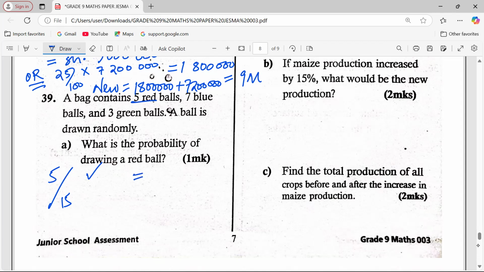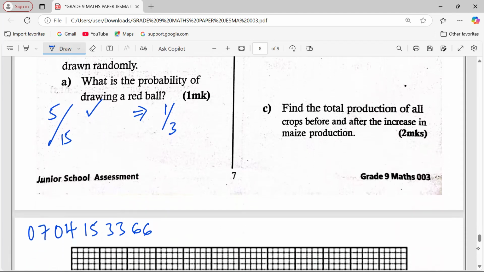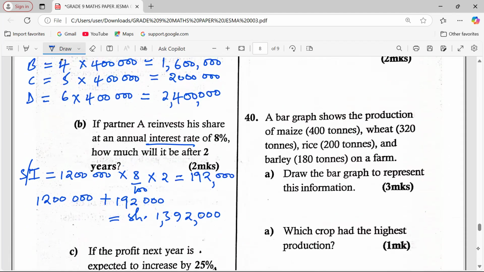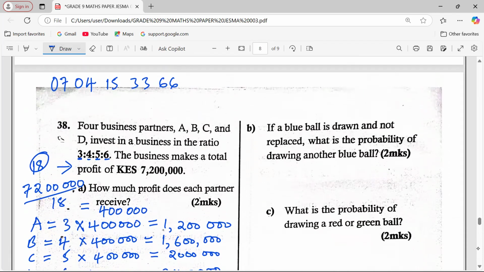It is good for you to know that if this probability is simplified, it will still be correct. So simplifying 5/15 takes us to 1 out of 3. Then we have a part B now of the same question. If a blue ball is drawn and not replaced, what is the probability of drawing another blue ball?